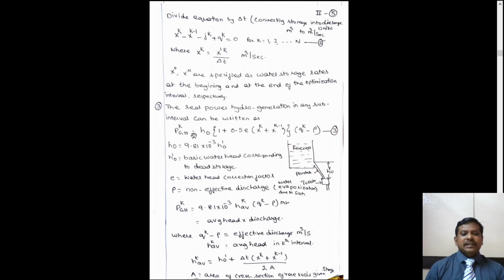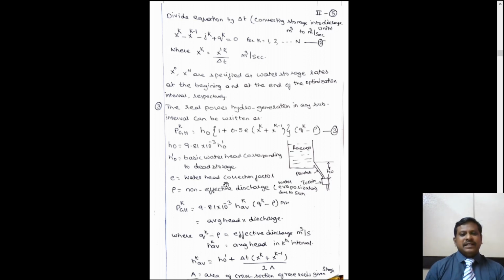So directly we are writing this equation as PGHK is equal to h naught into 1 plus 0.5 e, x power k plus x power k minus 1, q power k minus rho, where h naught is equal to 9.81 into 10 power minus 3, and h naught dash is the basic water head corresponding to the dead storage, which is represented here.